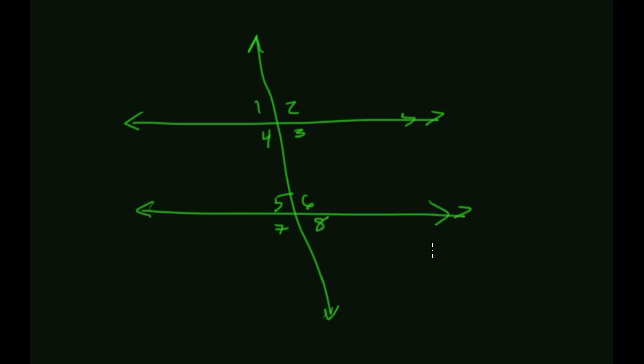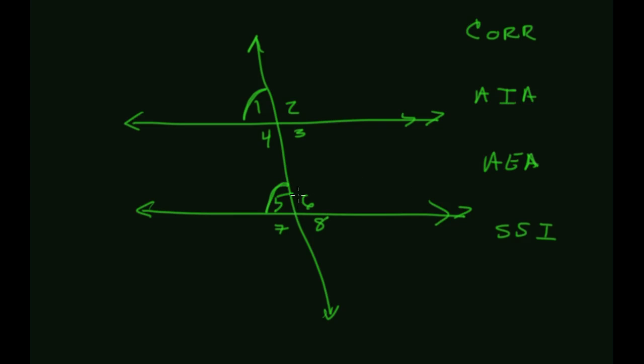So we still have these 4 types of angle pairs. We have corresponding angles, alternate interior angles, alternate exterior angles, and same side interior angles. Okay, so we get a postulate. If we look at 2 of the corresponding angles, let's say 1 and 5 are corresponding.